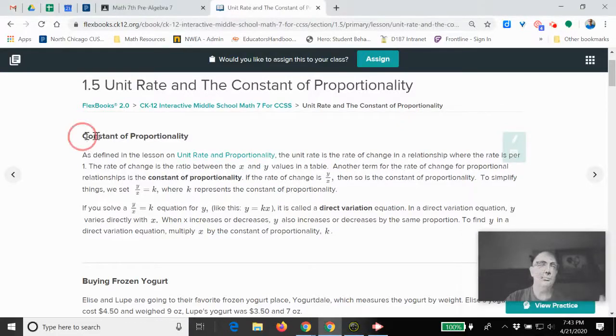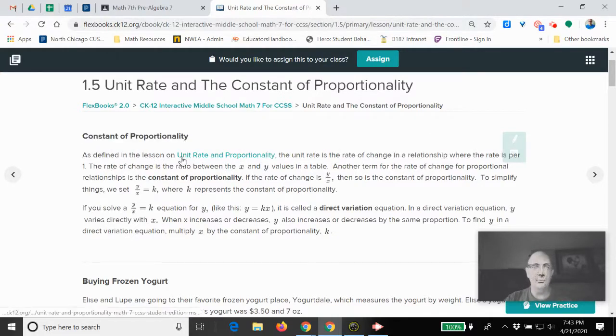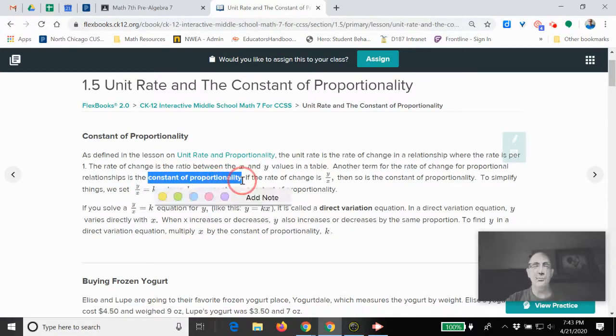Hello, let's talk about the constant of proportionality. Remember, unit rate was when we had a ratio and we divided both numbers by the denominator. So the denominator would be a unit of one. That's a unit rate. Constant of proportionality is very similar.